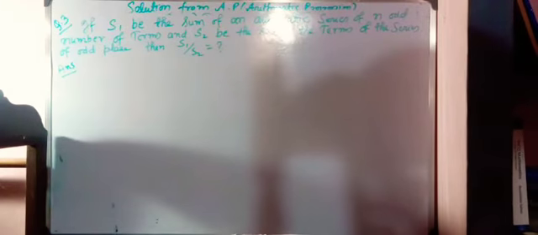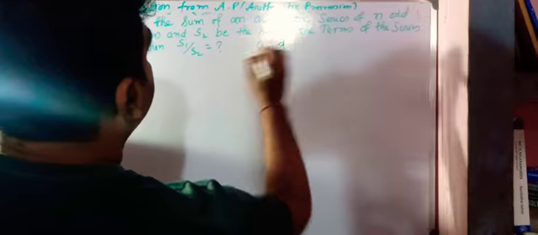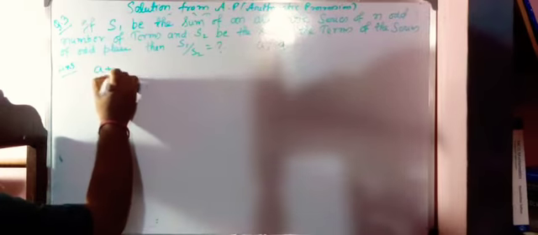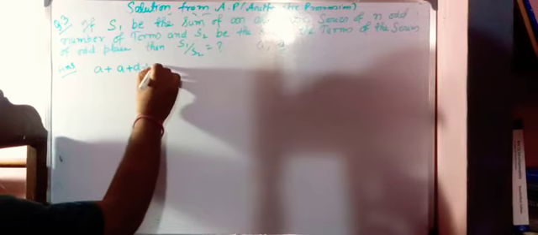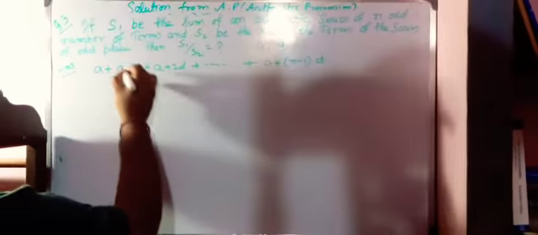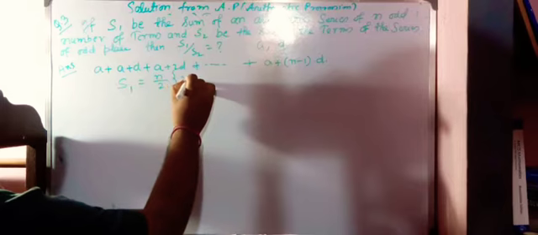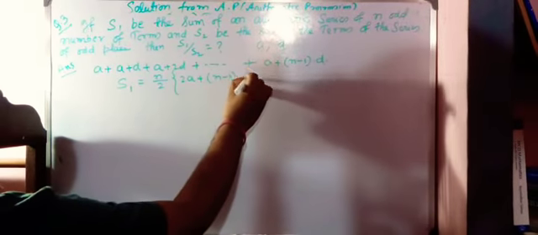Let us come to the answer. Let us take one arithmetic progression series whose first term is A and common difference is D. So the series should be A, A plus D, A plus 2D, up to n terms, that is A plus (n minus 1) into D. So obviously the sum of this first series is n by 2 into (2A plus (n minus 1) into D). Okay, this is the sum of the series.